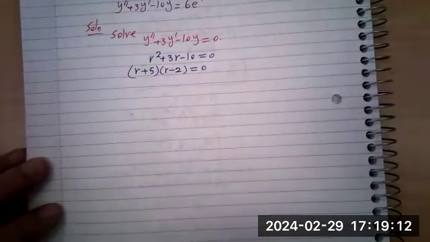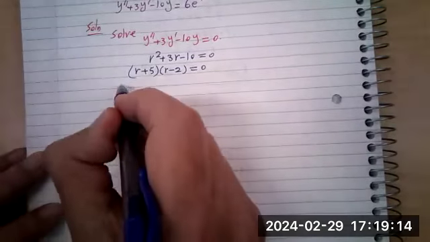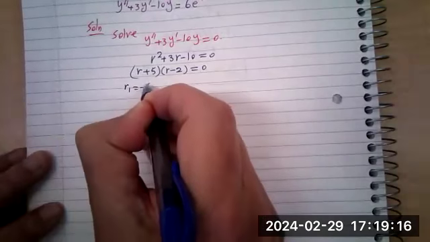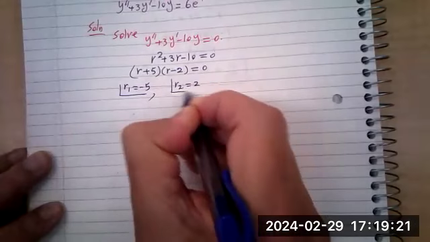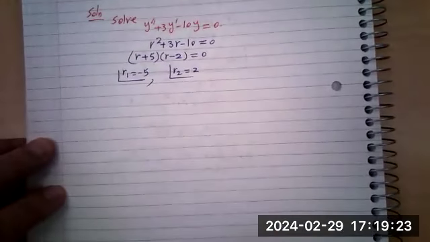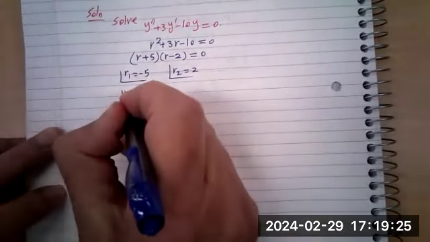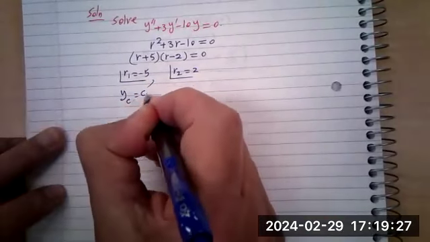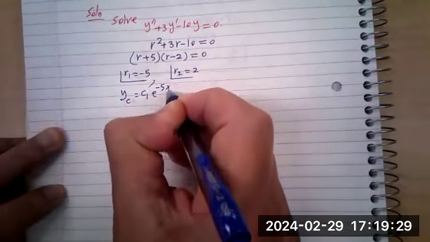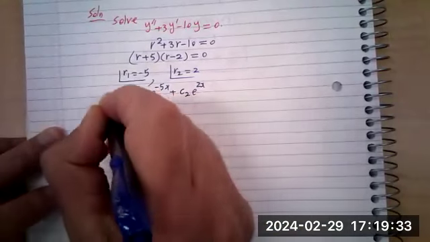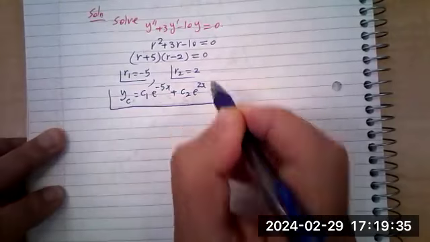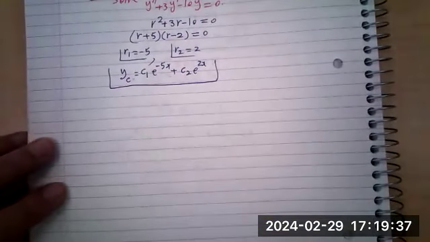It doesn't matter which one I call R1 or R2, but I'm going to call R1 to be -5. The R2 is equal to 2. I have 2 distinct solutions. So the general solution is YC equals C1 e to the -5x plus C2 e to the 2x. This is the first part, 50% of this problem.